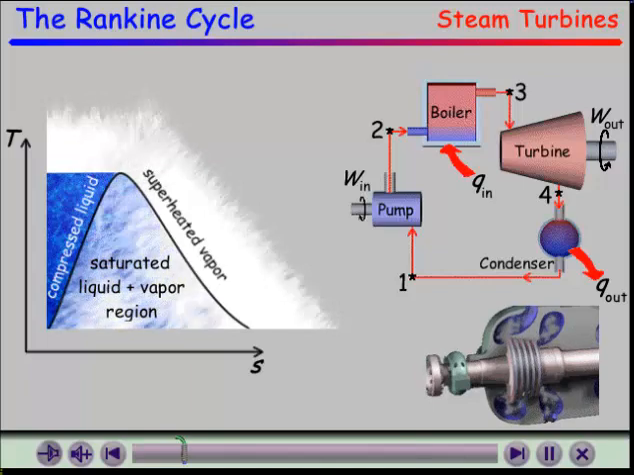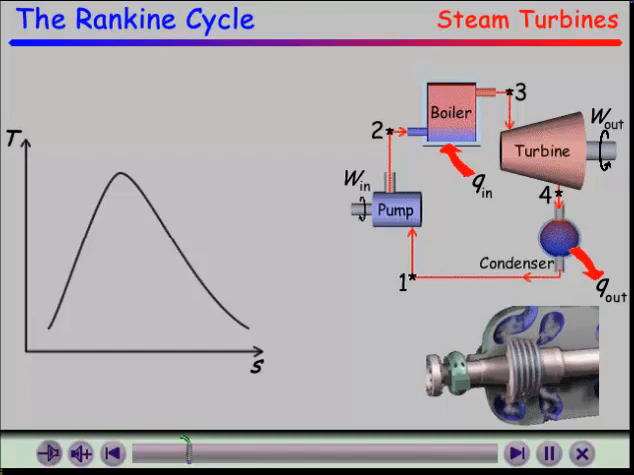The percentage of each is determined by a property known as quality. Quality, denoted by the variable x, is the ratio of the mass of the vapor to the total mass of the saturated liquid and vapor mixture. The quality of the water when it is the saturated liquid is 0, or 0%. When the water reaches the saturated vapor state, its quality is 1, or 100%.